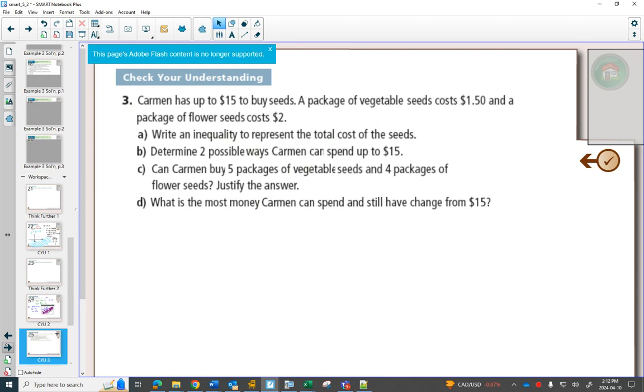Lots of words, but some realistic stuff. Oh, look at that. Everybody loves English. You see lots of words, can't we? Carmen has $15 in her wallet. Vegetable seeds cost $1.50. Flower seeds cost $2. Write an inequality to represent the total cost of the seeds.